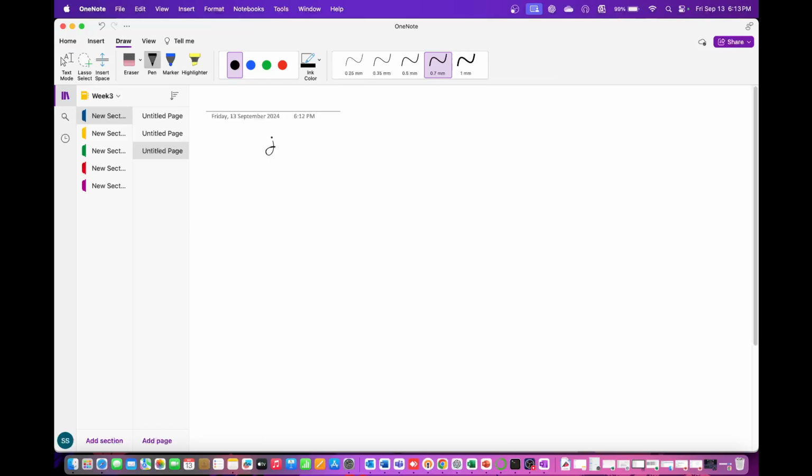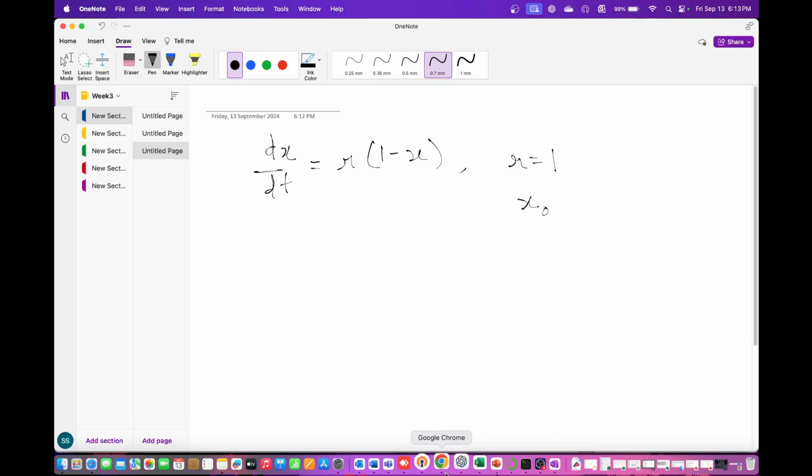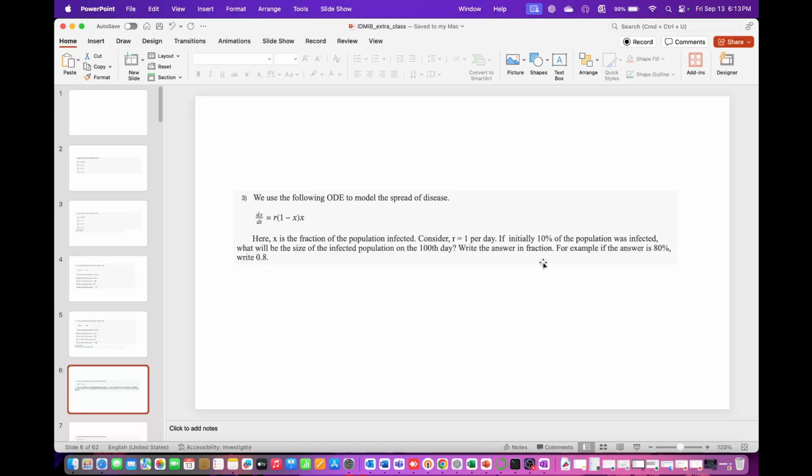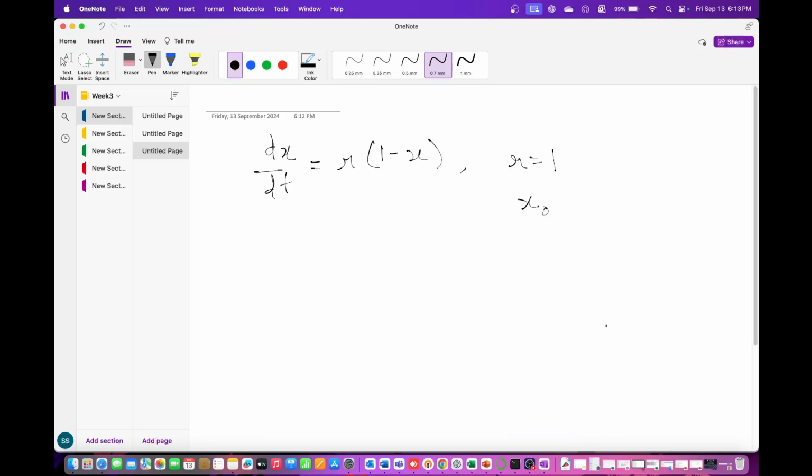So dx/dt equals r into 1 minus x. So r is given as 1, x naught is also given. x naught is given as 10%, so it's basically 0.1. So x naught equals 0.1. Now you try to integrate this.